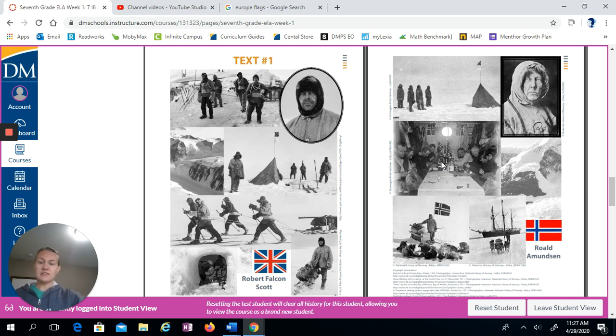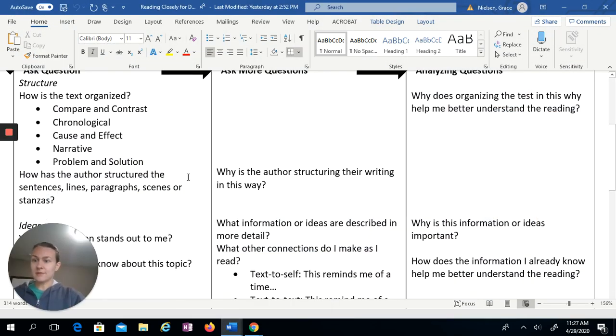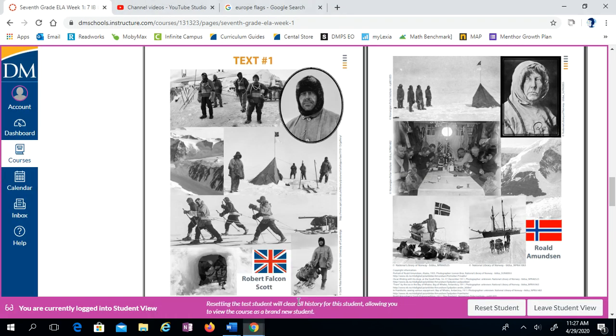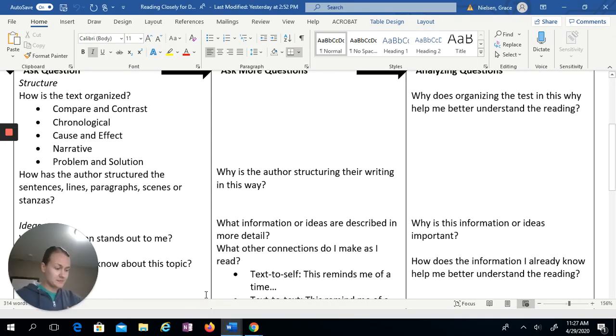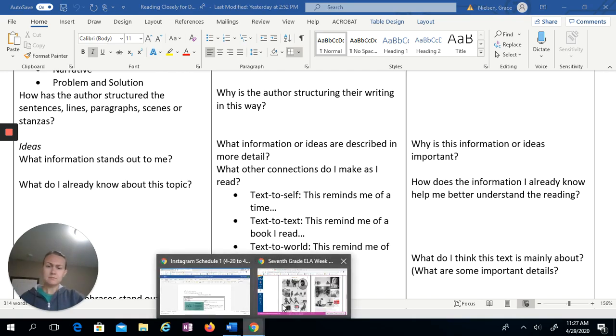Okay? So do you see how I used my questions about structure right here? How is it organized? I said compare and contrast maybe, right? To help me find details in what I'm looking at. So right away, I can say to myself, maybe these are two different countries, right? Now let's go back here. Let's go to ideas. And I'm going to read the question. What do I already know about this topic? Okay.